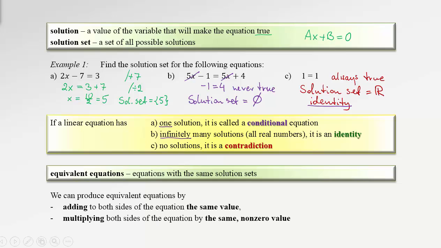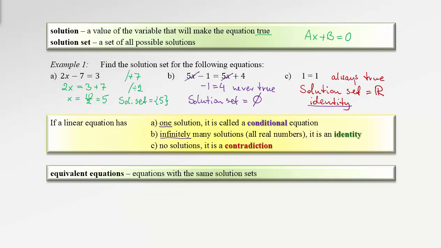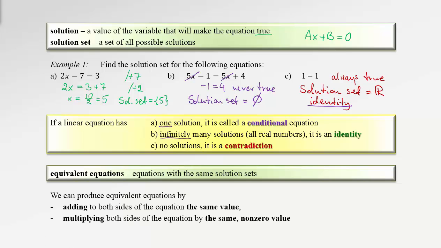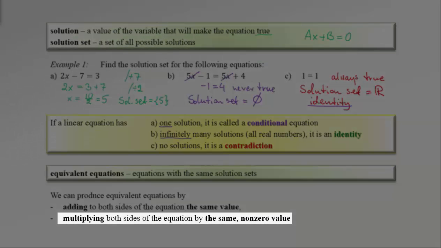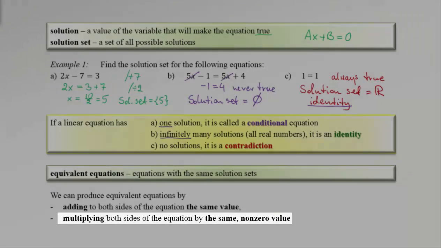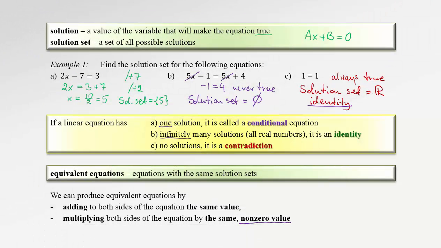So what are the strategies of changing equations equivalently? Well, we can produce equivalent equations by either adding to both sides of the equation the same value, or multiplying both sides of the equation by the same value. However, this time we need to remember that this has to be a non-zero value. Obviously, we can't multiply both sides by 0 because then we'll end up with always true equations, even though the original one didn't have to be true.